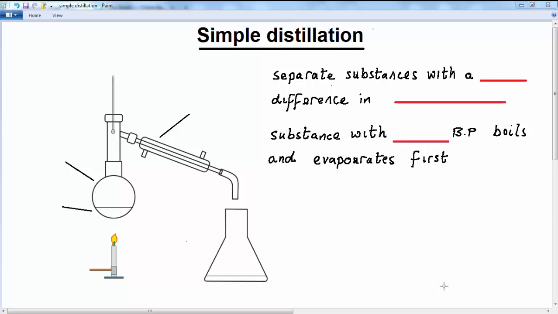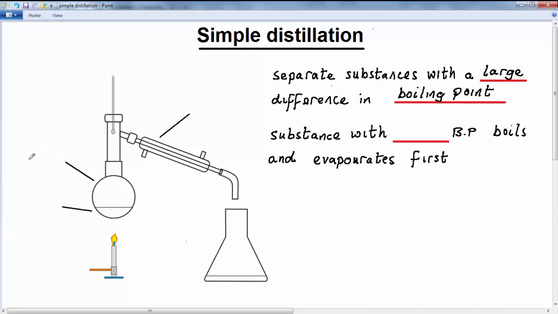In this lesson we're going to look at the process of simple distillation. Now we can use simple distillation when we want to separate the components of a mixture that have very large differences in boiling point. Okay, so here we've got a schematic for simple distillation.